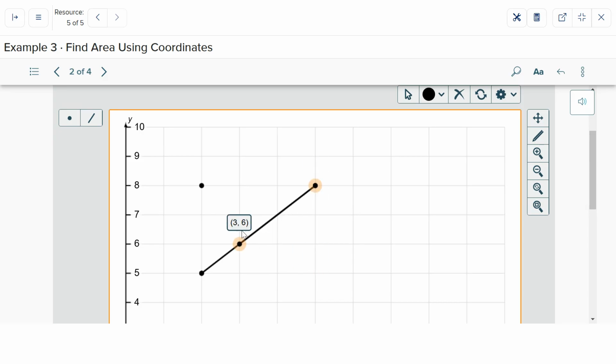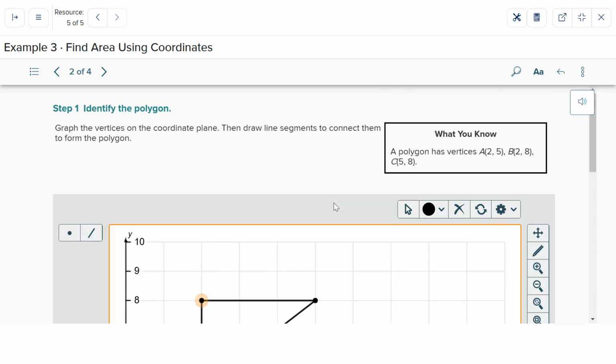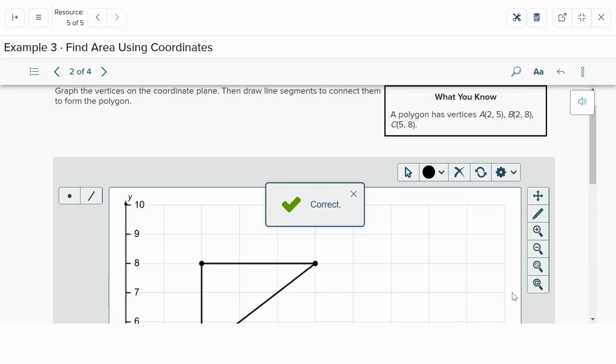Maybe $1 million. Just kidding. It's a triangle. Wow, a triangle. That's so cool.